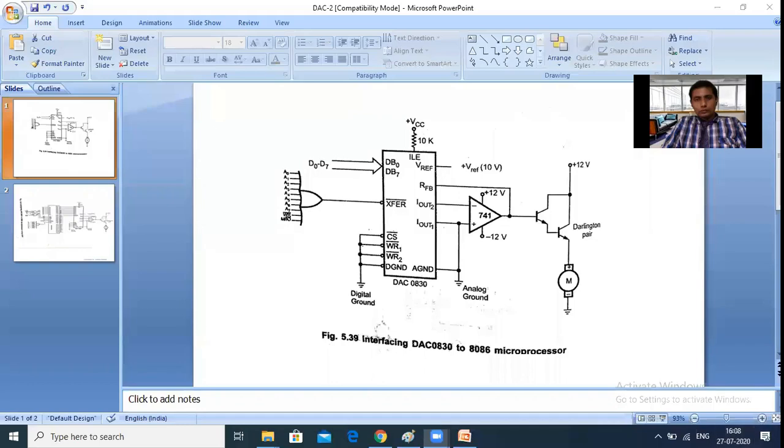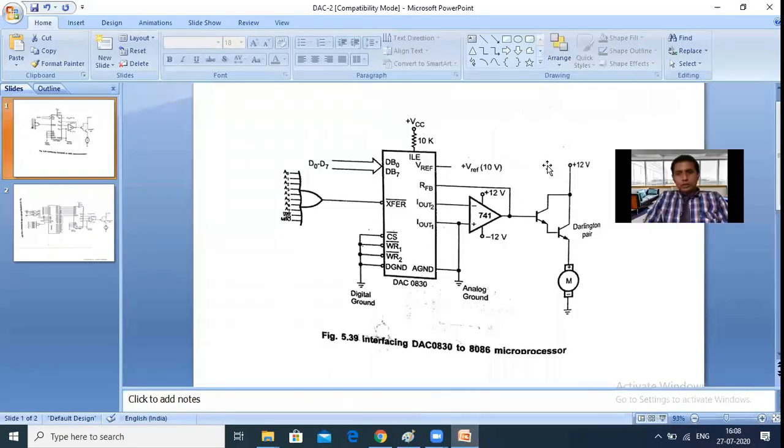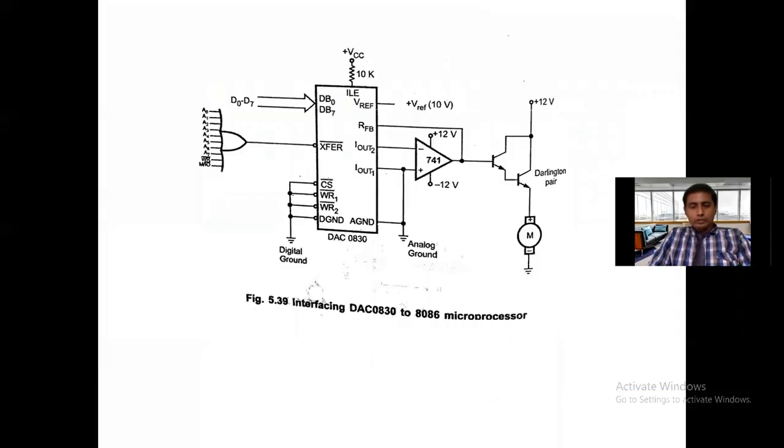In one part of the diagram, the 8086 is interfaced directly to the DAC. In the other part, the 8086 is interfaced to the DAC through the 8255. Let us see it in detail. See here, the topic: interfacing 8086 with DAC 0830 without 8255.